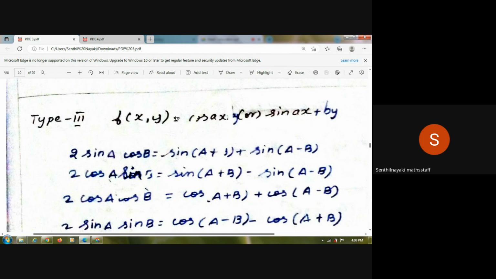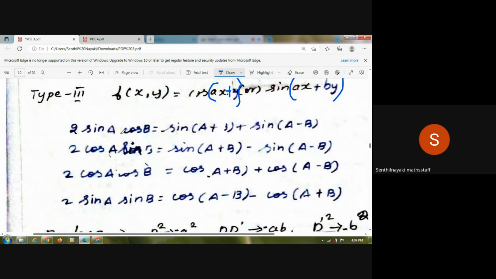Now we are going to discuss the third type, that is either cos ax plus by or sin ax plus by. It is a trigonometric term. For this problem, we are going to use these four formulas. These are all very well-known formulas in trigonometry.